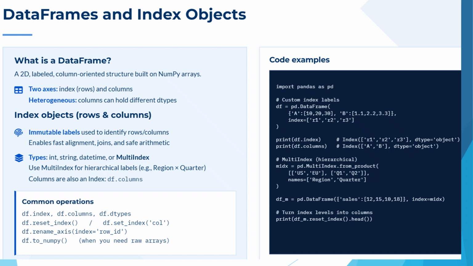The method df.rename_axis helps in renaming the index axis for clarity and better readability. Additionally, df.to_numpy converts the data frame into a NumPy array, which is useful when raw numerical computations are required. These operations are fundamental for data preprocessing, cleaning, and transformation tasks in any data analysis workflow.